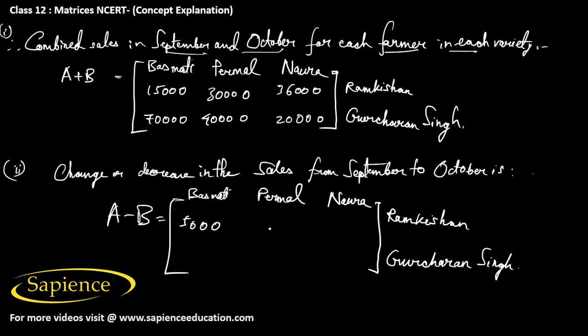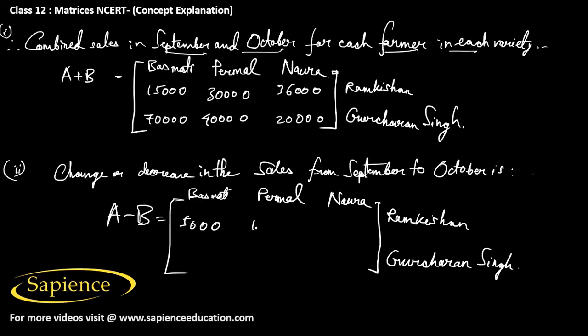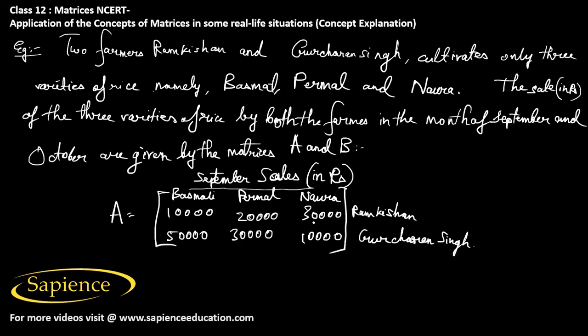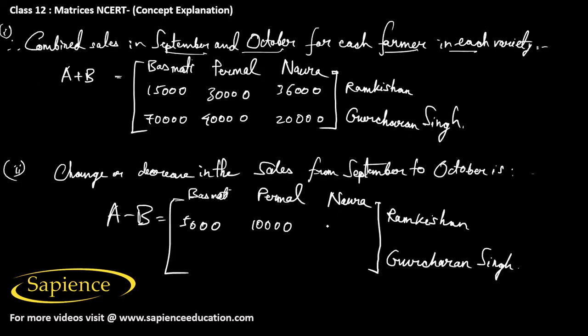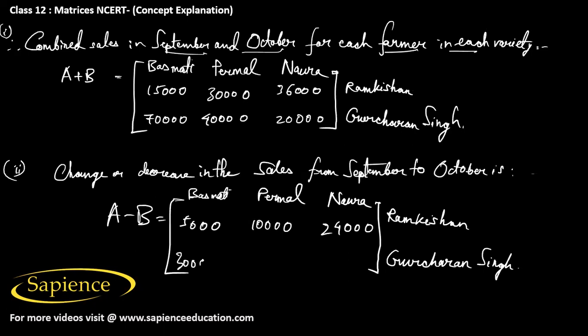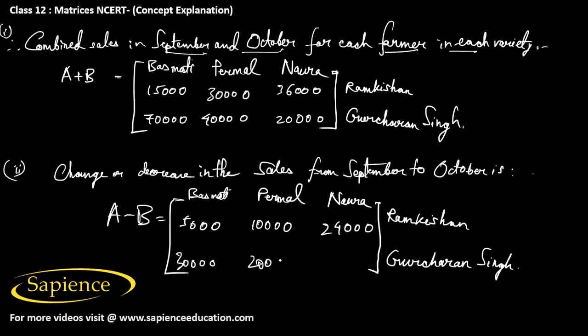And then we have to do 20,000 minus 10,000. That is 10,000 here. And then for Ramkishan, the Nora rice is 30,000 minus 6,000, so that will be 24,000. Then for Gurcharan Singh, 50,000 minus 20,000 is 30,000, the change in sales for basmati rice. And for permal rice, it is 30,000 minus 10,000, that is 20,000.